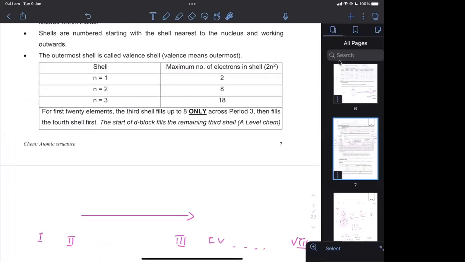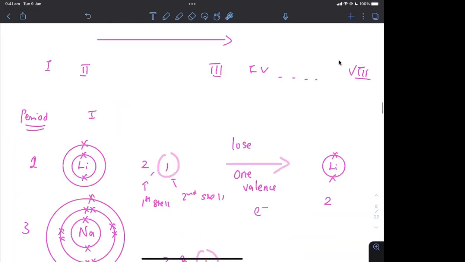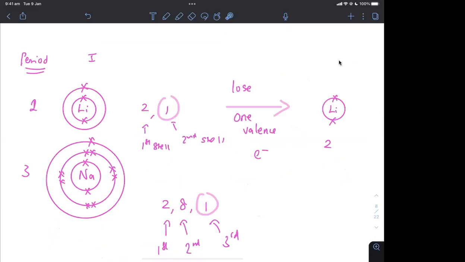Okay. But what you had done really at home was things like these for the first 20 elements. Lithium will have 2, 1. That means the first shell and the second shell. The second shell, which is the outermost shell, only has 1 electron.